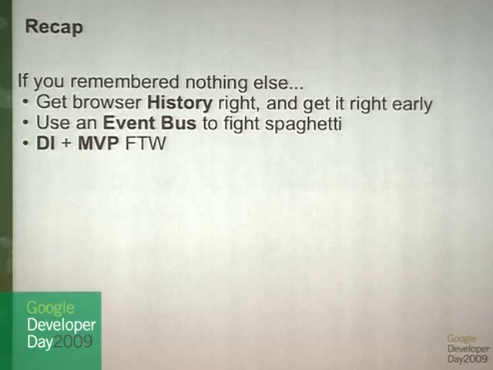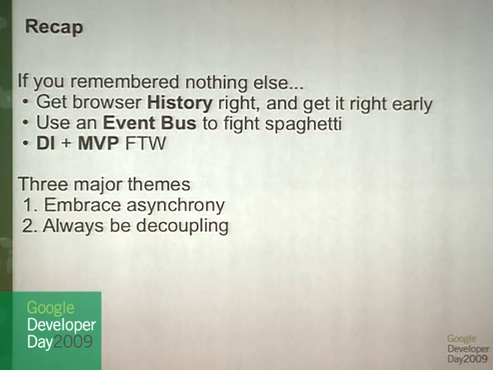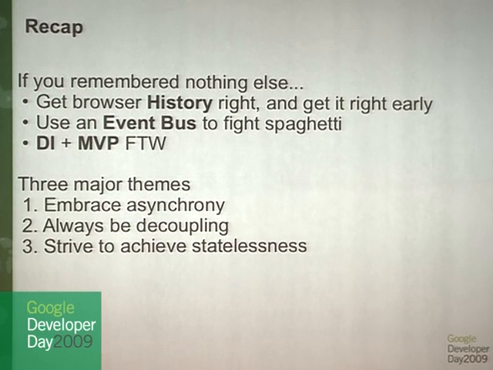So let me go over the things I had in the beginning. If you remembered nothing else, get browser history right and do it very early. Use an event bus to avoid spaghetti. Pull all that data apart. Use dependency injection and Model-View-Presenter for the win, for success. And always think about these themes. Everything is asynchronous, just embrace it. Always decouple. Always, things that are tied together, try to pull them apart. And strive to achieve statelessness.